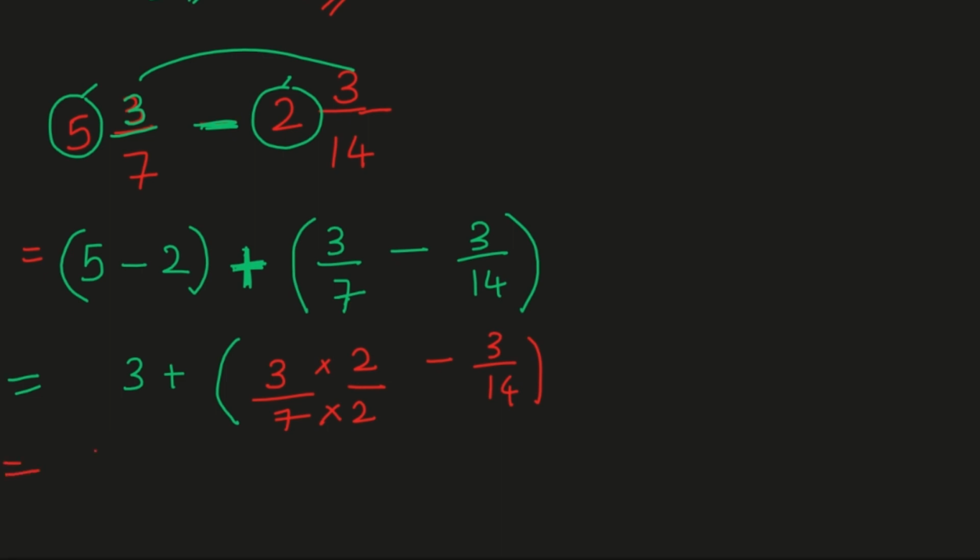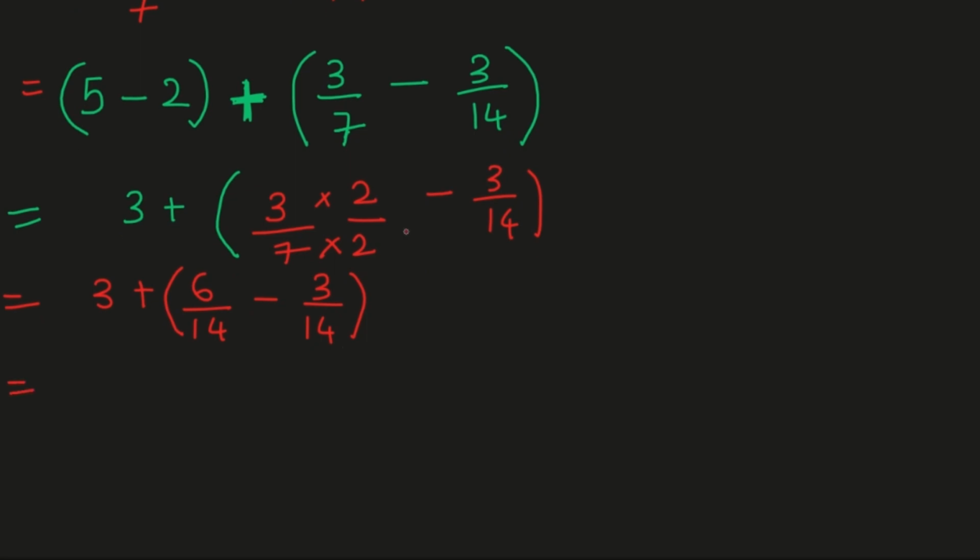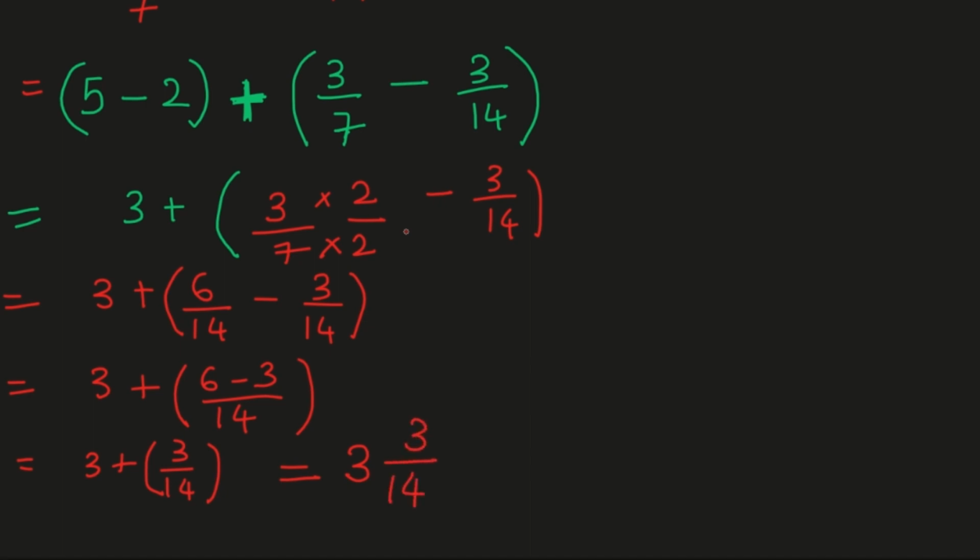So now let's do the calculation. 3 plus 3 into 2, it's 6. 7 into 2, it's 14 minus 3 upon 14. So what's the answer here? The answer will be 3 plus the denominator will be 14 since both the denominators are equal. Then 6 minus 3. 3 plus 6 minus 3, it's 3 upon 14. So now the answer is 3 and 3 upon 14.